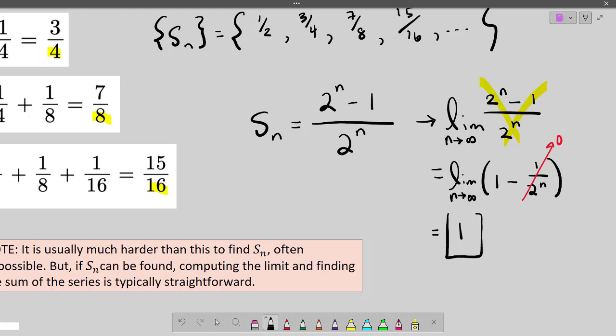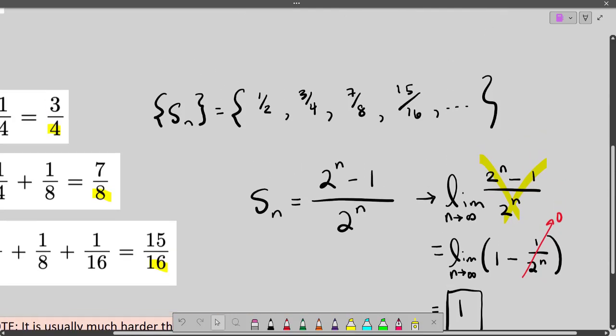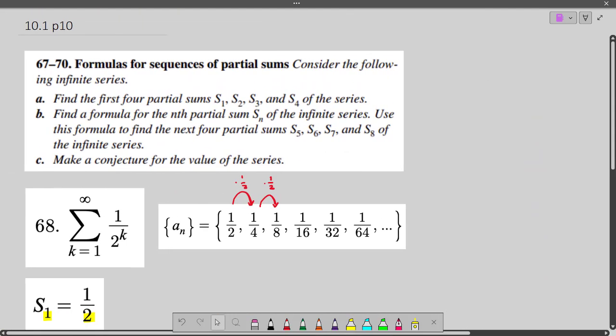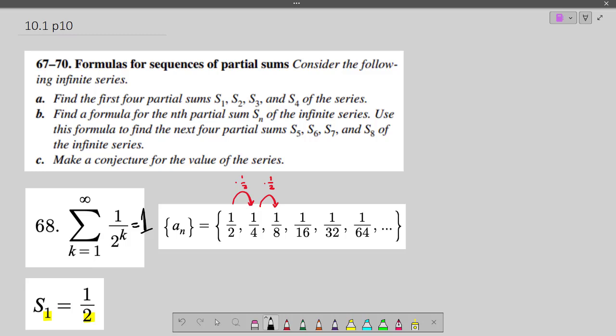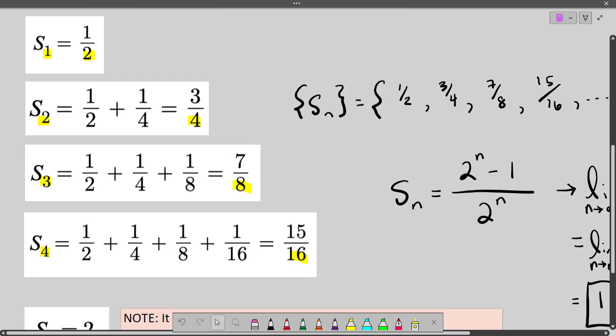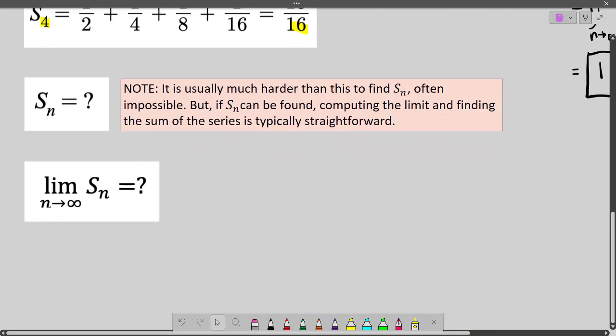So that is going to be the limit of the sequence of partial sums, which then allows us to conclude that this series has a value of 1. This series will equal 1. Or you could say that the series converges to 1. Doesn't matter what expression you want to use. Converging to 1, the value of it's 1, etc.